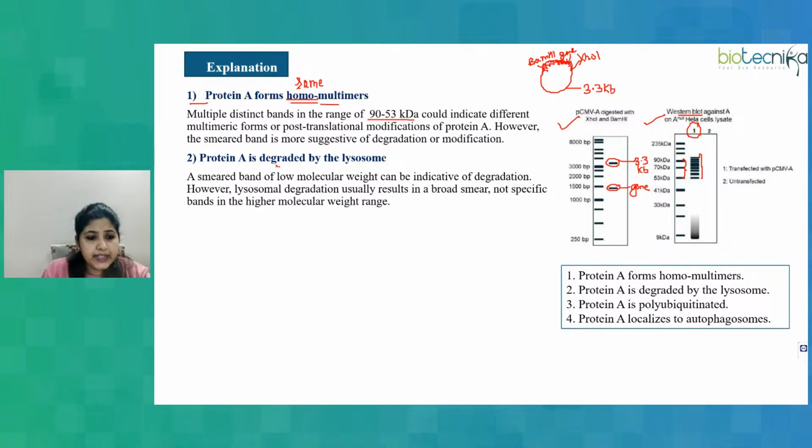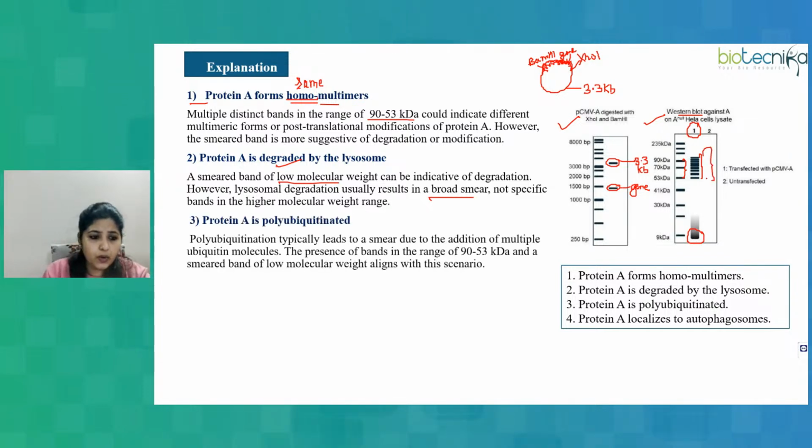Then, protein is degraded by lysosome. Usually if a protein is degraded by lysosome, a smear band of low molecular weight is indicative of degradation. So yes, we are getting around 9 kilodalton, you can see a smear. But it results in a broad smear and also not specific bands in the higher molecular weight range. That is why this option is also omitted.